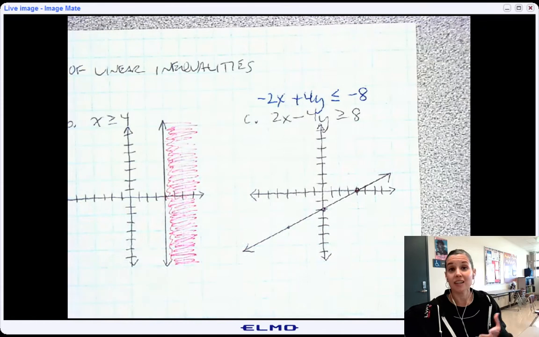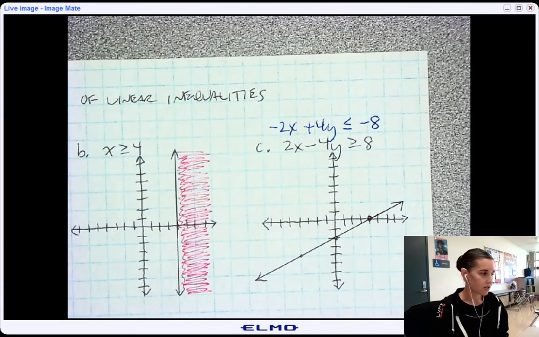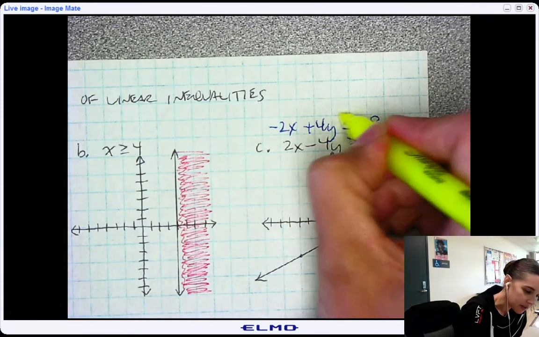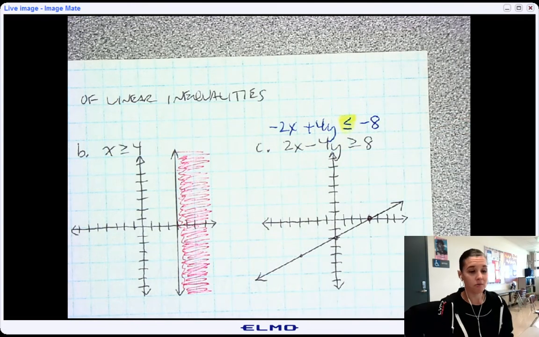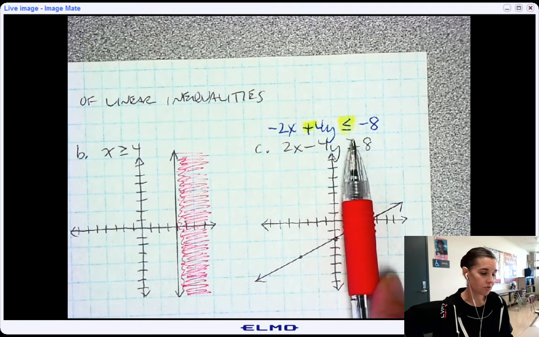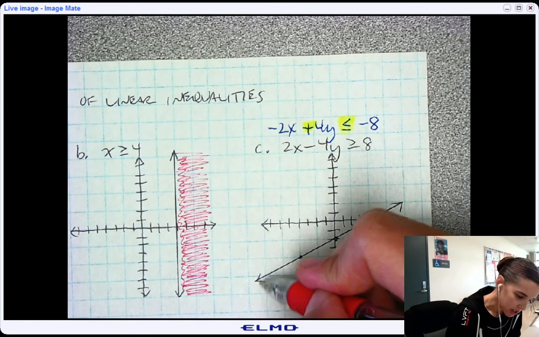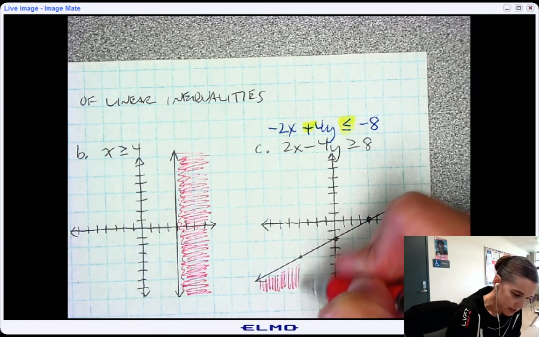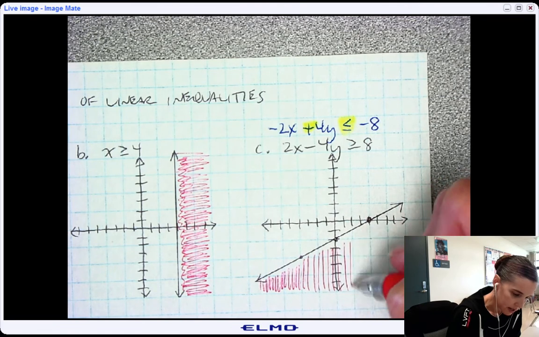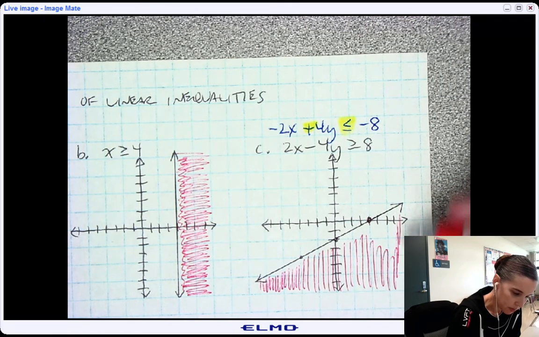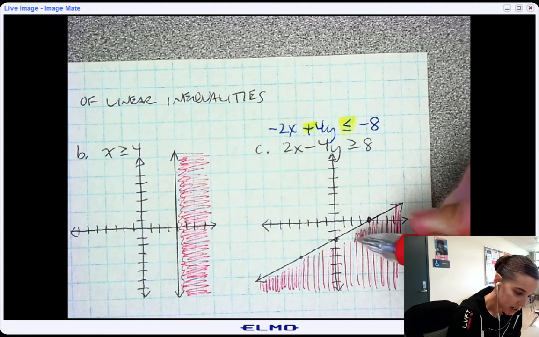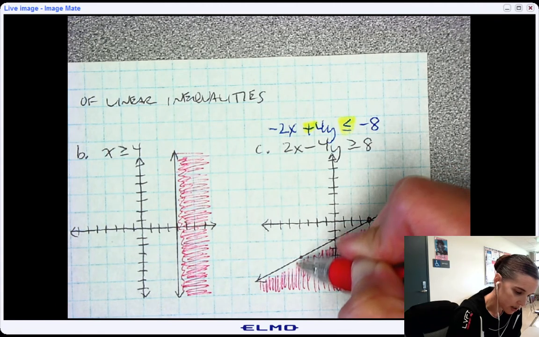Okay, and then finally, it's the shading. And again, when I do the shading, I'm going to pick this top one because that's the one where my y was positive. Okay, so now it says you want less than or equal to. That means everything below. So I need to shade all of this that is below. Okay, so any point that is within the shading is a solution to the inequality.